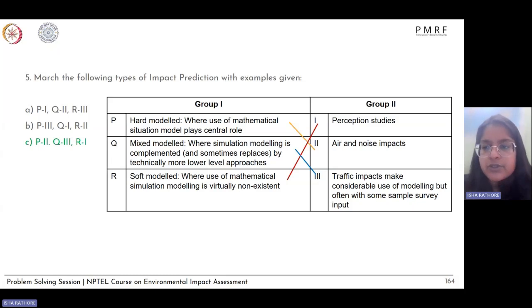They make considerable use of modeling, but often with some sample survey inputs. So Q matches with 3. Then soft models, where use of mathematical simulation modeling is virtually non-existent, are used for perception studies. So R matches with 1. So the correct answer is C, that is, P matches with 2, Q matches with 3, and R matches with 1.